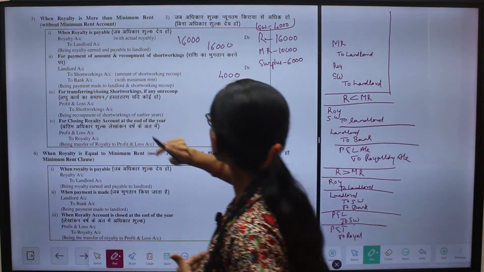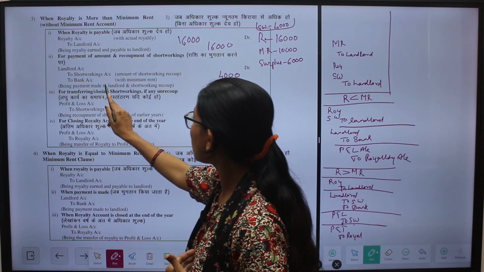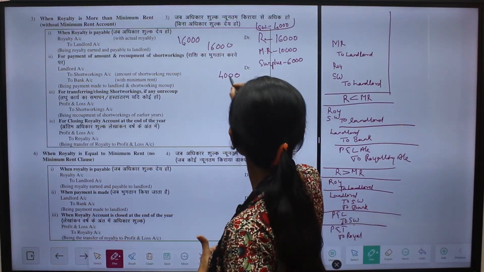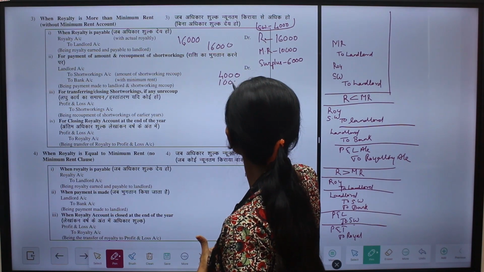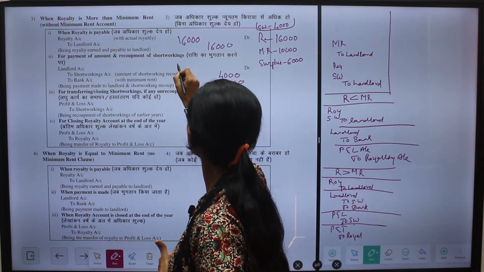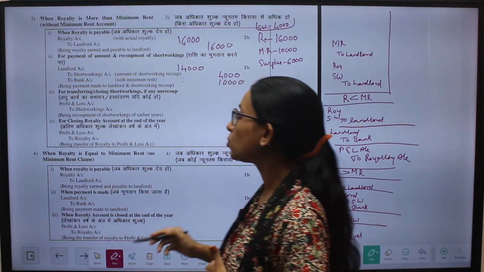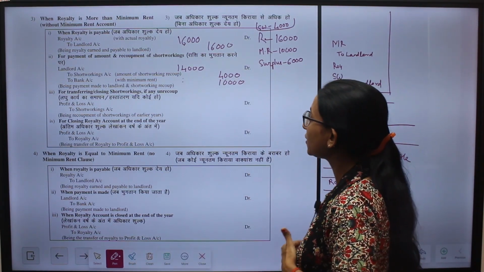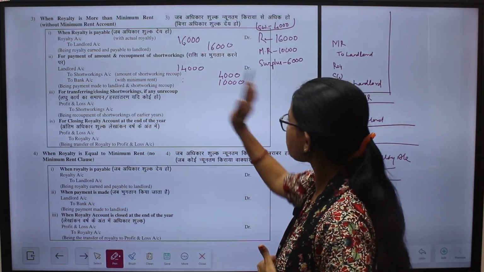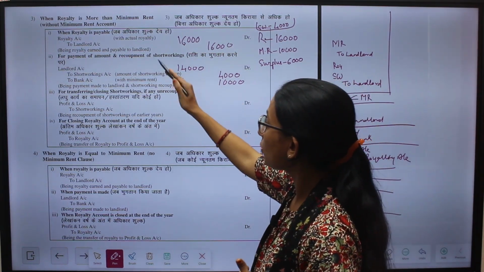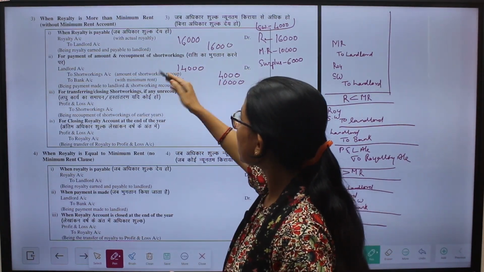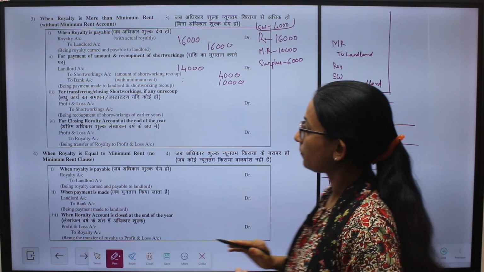And to bank account, which will be credited with the minimum rent amount. Minimum rent means 10,000 rupees. So 10,000 plus 4,000 is 14,000. We will pay the landlord rupees 14,000. So landlord account will be debited with rupees 14,000. This is the payment amount as well as the recoupment of short working which was incurred in the previous journal entry.